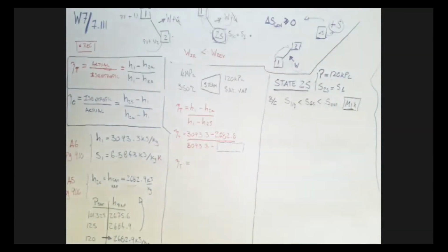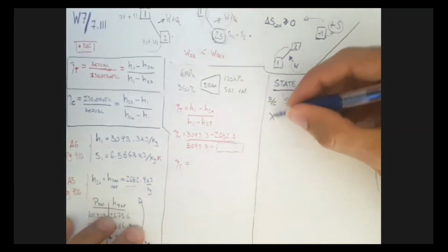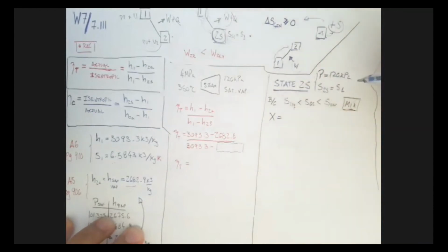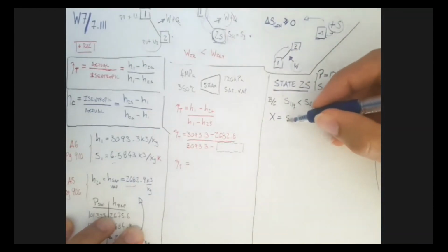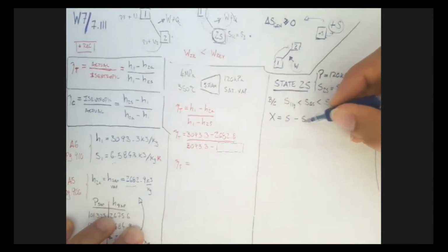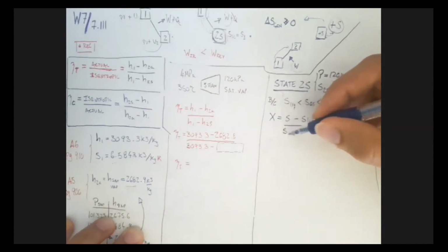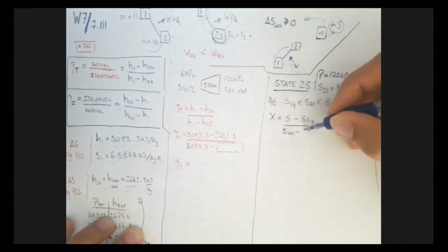And now comes the dull part of the problem, that I'm going to have to interpolate heaps. So to be able to find the quality, as per usual, all we need is to put whatever property we have and subtract by the liquid one, and the vapor minus the liquid.